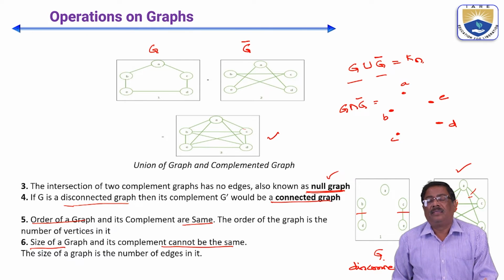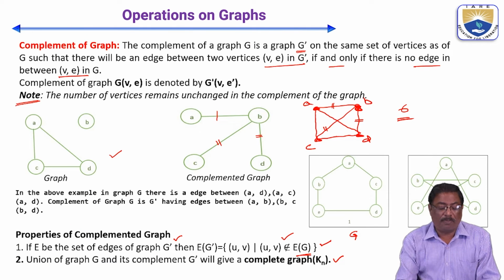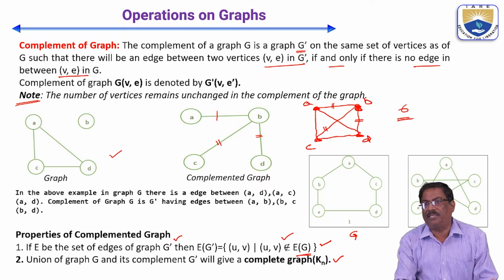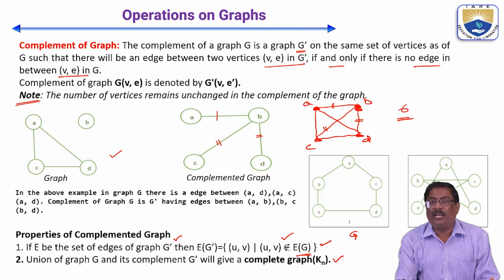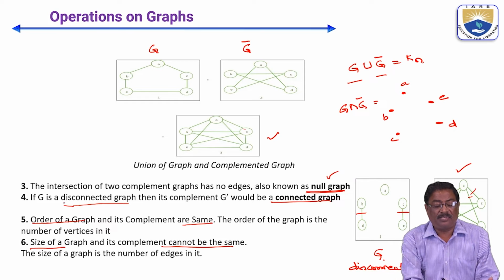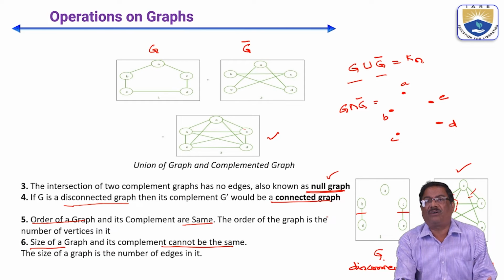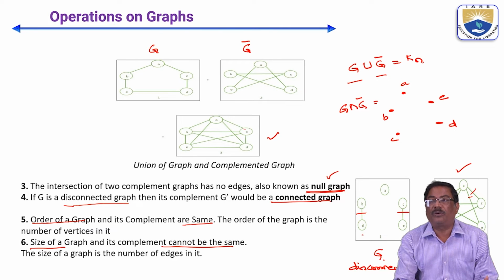So these are some of the properties. One property is that whatever edges are there in the original graph will not be there in its complement. The second one is that the union of the graph and its complement is nothing but a complete graph. And the third one is that the intersection of a graph and its complement gives a null graph.